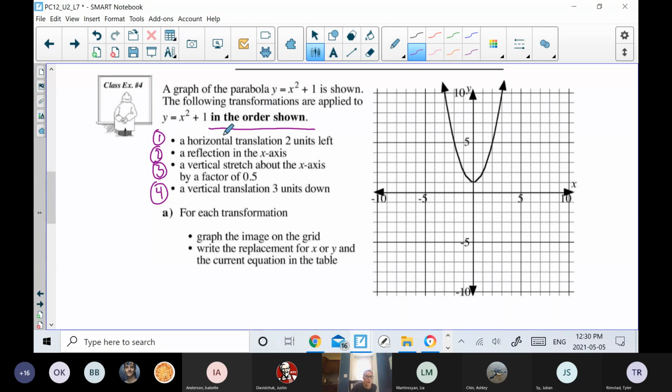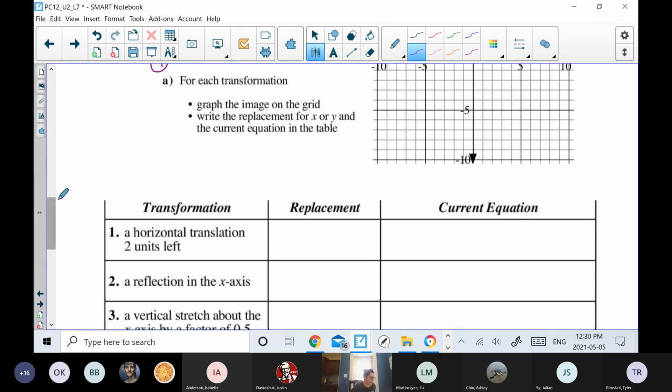So the first one says a horizontal translation 2 units left. You know that that is your h parameter, and h is equal to -2, right? So let's go down here. For this first one, horizontal translation 2 units left, I'm going to rewrite that. H is equal to -2. Then you have to say, what's the replacement? We're going back to the very first lesson. The replacement for having -2, it's an X replacement, and X is replaced with X plus 2. Because remember, when it's an H, it's always the opposite of what it appears.